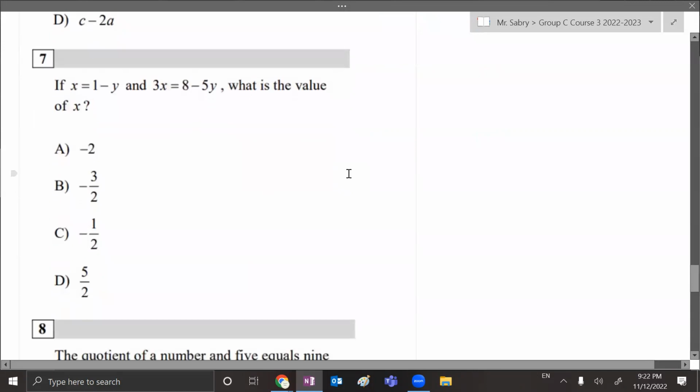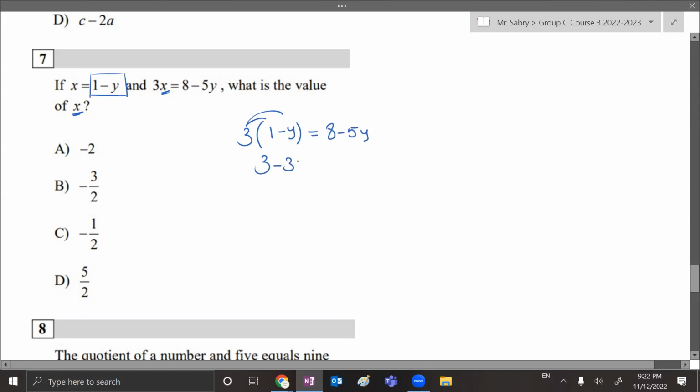Moving on to 7. x equals 1 minus y, and then 3x is equal to this. What's the value of x? I would easily remove this x and substitute 1 minus y, because they said that x is equal to 1 minus y. So I'll just remove the x and put 1 minus y equals 8 minus 5y. Now I have an equation I can solve to find the value of x.